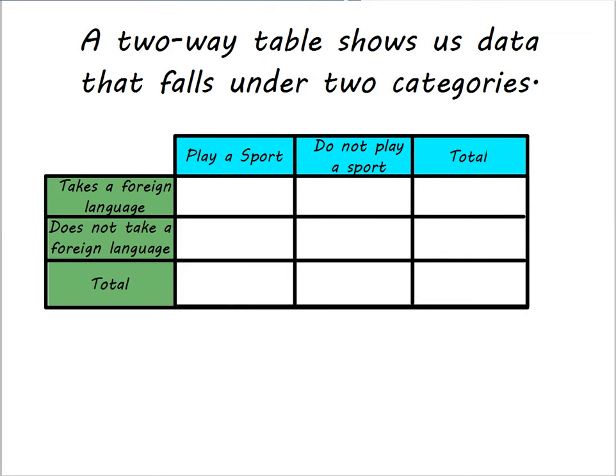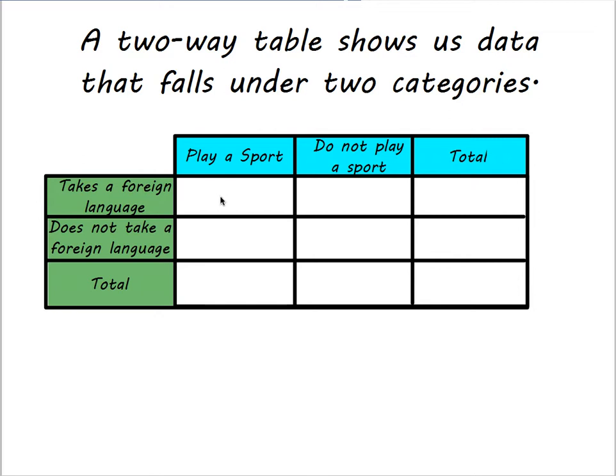A two-way table shows us the data that falls under those two categories. So here I have the sport categories going across the top, plays a sport or does not play a sport. Going down the side I have takes a foreign language and does not take a foreign language. And then we have some spaces for some totals. So we're going to hurry and fill this in.